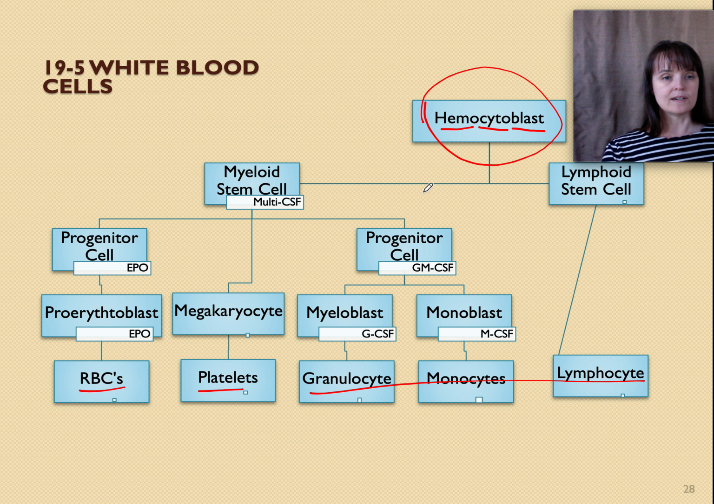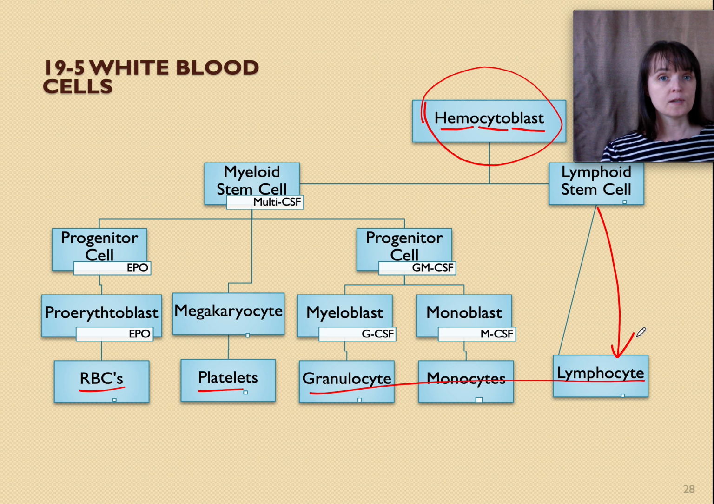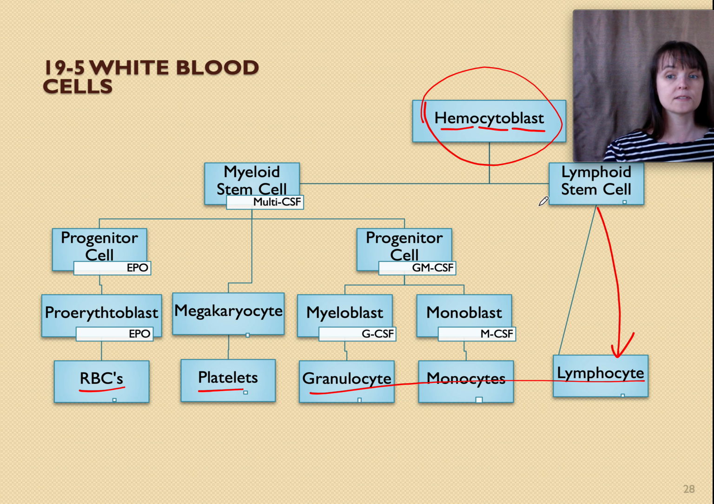And that splits off into either a myeloid stem cell that makes all of these, or a lymphoid stem cell that only makes lymphocytes. Lymphocytes, as you recall, are specific immunity. There are 3 types. They have a different set of functions than the rest of the white blood cells. And they do have their own stem cell, the lymphoid stem cell.